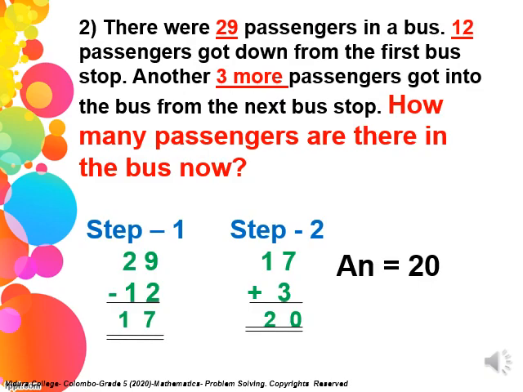Let's read the next question. There were 29 passengers in a bus. 12 passengers got down from the first bus stop. Another 3 more passengers got into the bus from the next bus stop. How many passengers are there in the bus now?